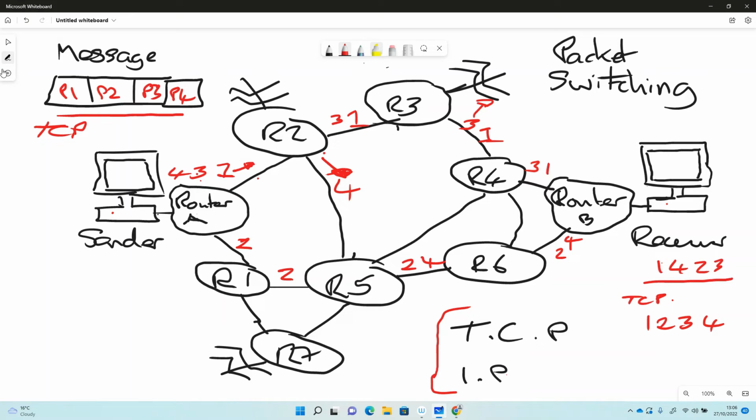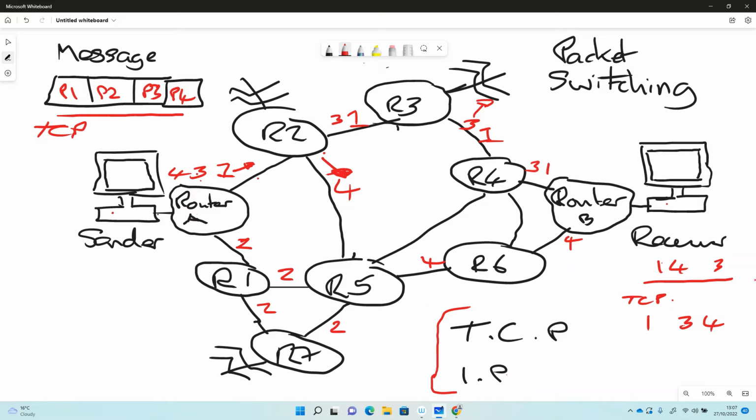Now, if one of these packets happened to go missing, so let's say packet 2 didn't arrive and it went missing, perhaps packet 2 went to router 5 and then router 5 sent it to 7 and router 7 sent it to router 1 and router 1 knew not to send it back to router A, so it sent it to 5 and 5 kept sending it to router 7. It could happen, it's potential. The packet could go round in a circle. If it did that, it would never get to its destination.